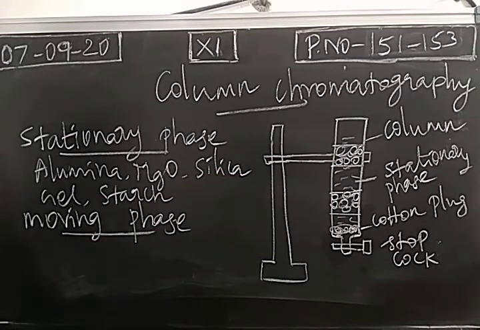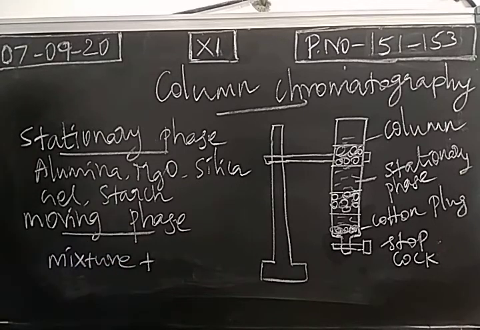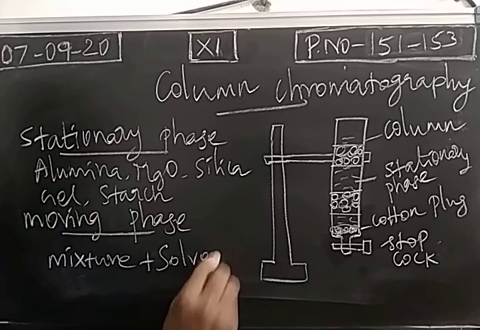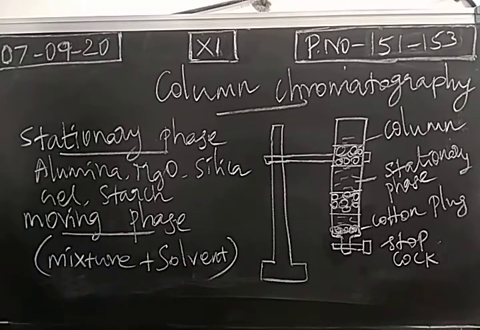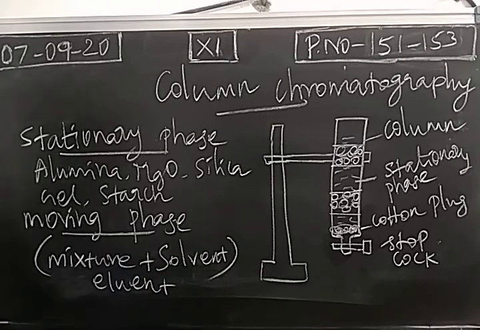Next, the moving phase. The prepared organic compound in the laboratory is impure in nature. Impurity is present, so this is called a mixture. The mixture is added with a suitable solvent. This liquid is called eluent. One more question: what is eluent? The solvent is added to this mixture, so the components of the mixture will be dissolved in the solvent. This is called eluent, which will act as the moving phase.